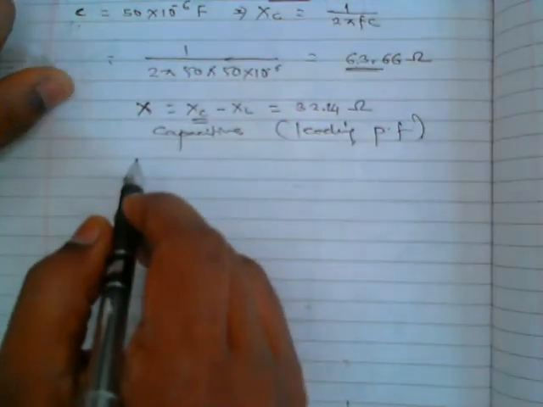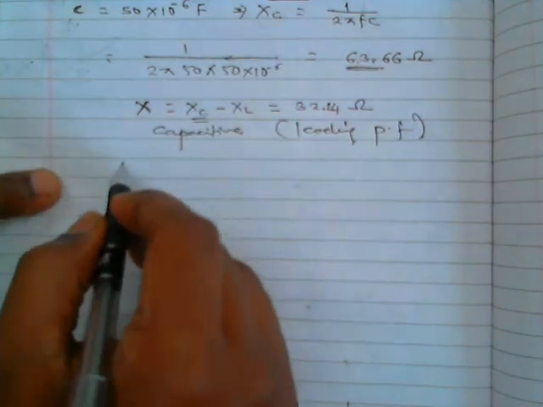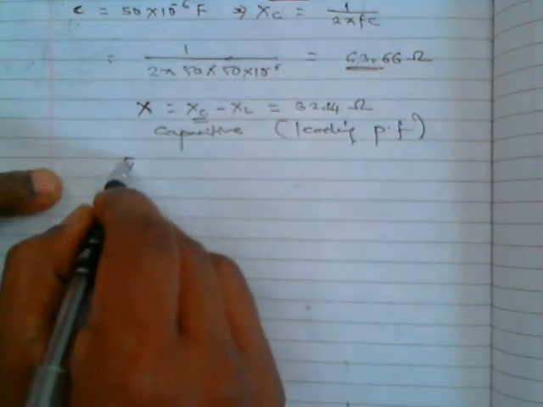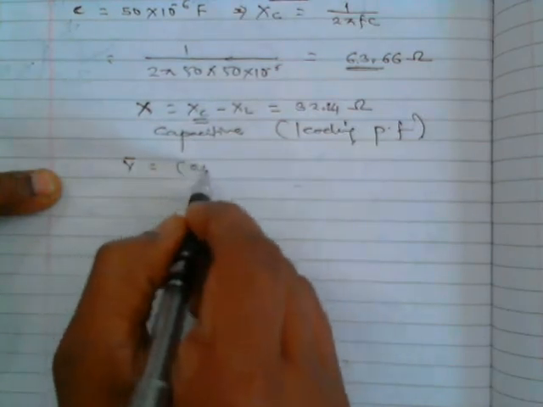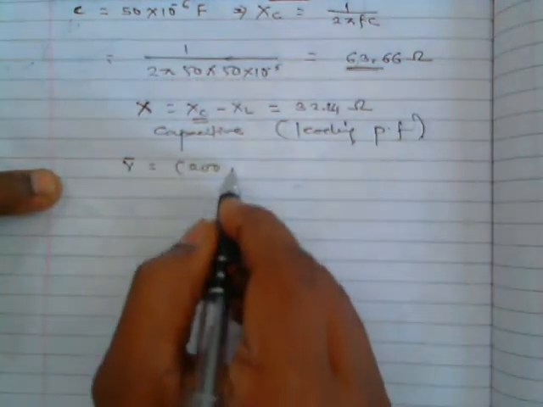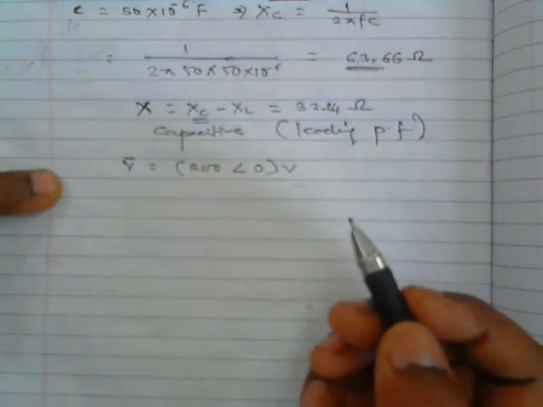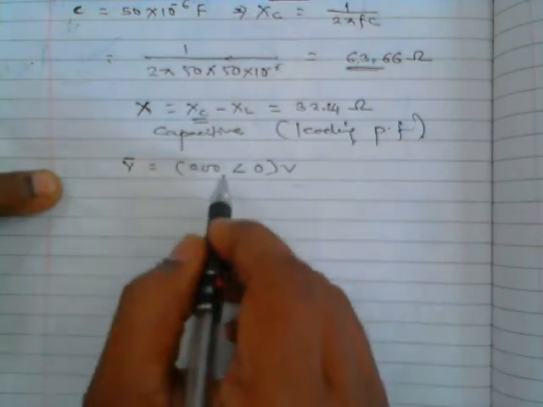What do we want to calculate? Circuit impedance. We are interested in impedance. So voltage is given as V bar, a scalar quantity. V is 200. In AC we generally consider an angle. The angle is not given, so I will write it as 200 at an angle 0, in polar form.